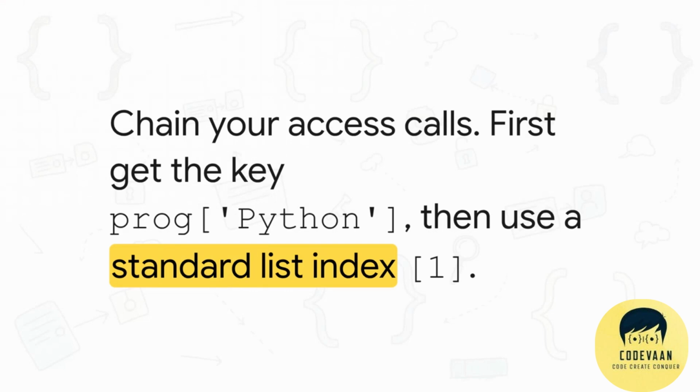So, how do you get stuff out of a structure like this? It's actually pretty logical. You just chain your requests together. First, you ask for progs["Python"]. That gives you back the whole list, PyCharm, Sublime. Okay, now that you have a list, you can just use a normal list index on it, like 1, to pull out that second item, Sublime.